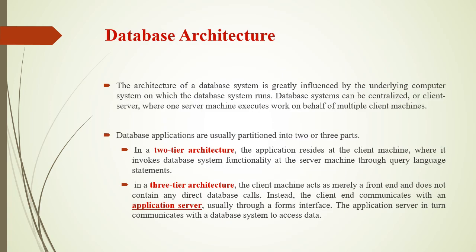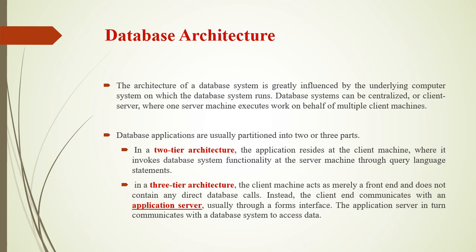Now we shall see the database architecture. The architecture of a database system is greatly influenced by the underlying computer system on which the database system runs. Database systems can be centralized or client server where one server machine executes work on behalf of multiple client machines. Database applications are usually partitioned into 2 or 3 parts. In a two-tier architecture, the application resides at the client machine where it invokes database system functionality at the server machine through query language statements.